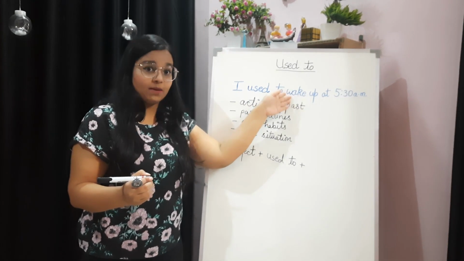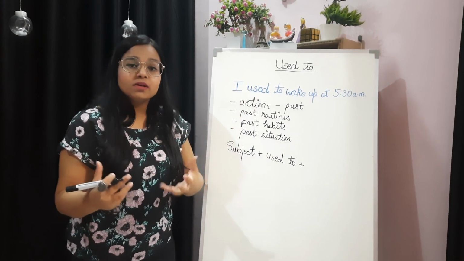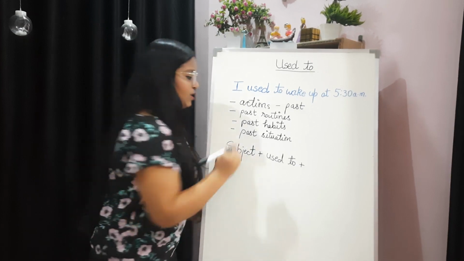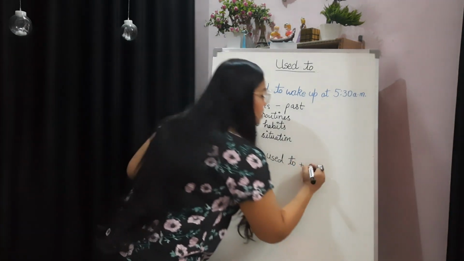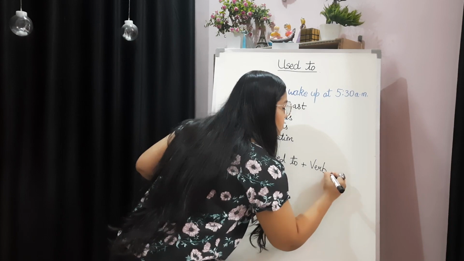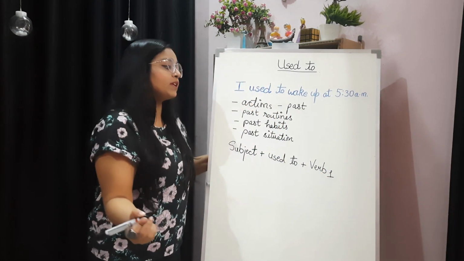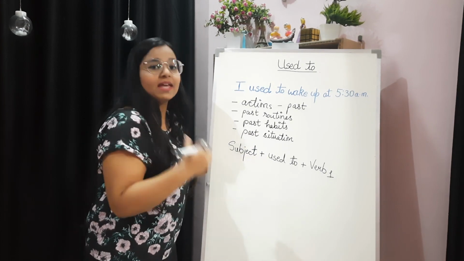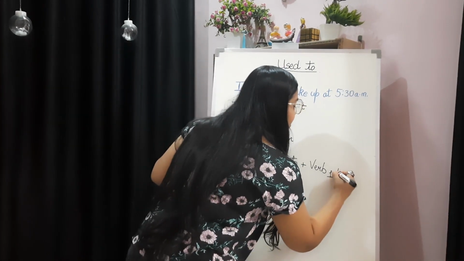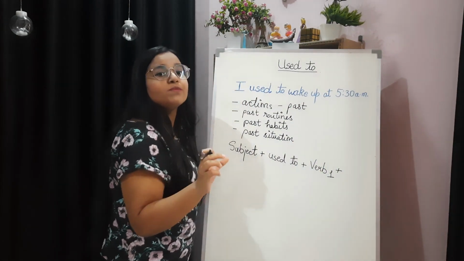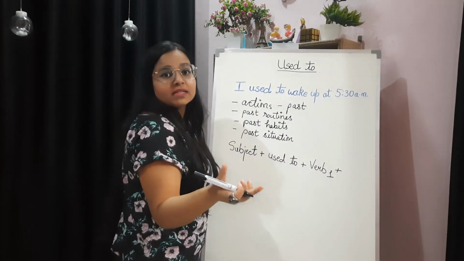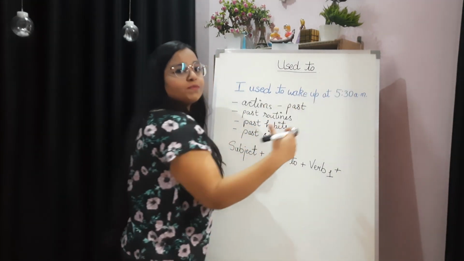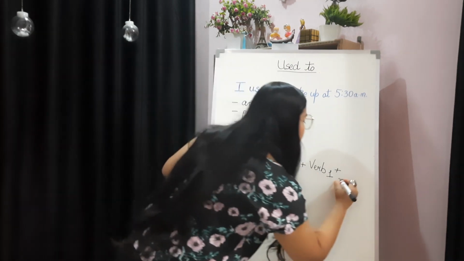Wake. Wake up. So wake, it's the verb. In which form is this verb? It's in the first form. So subject plus used to plus verb's first form, or we can call it infinitive form or root form of the verb. And at the end comes the object phrase or object complement, the complete sentence. The rest of the sentence is known as object complement or object phrase.